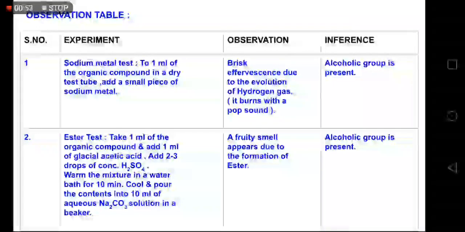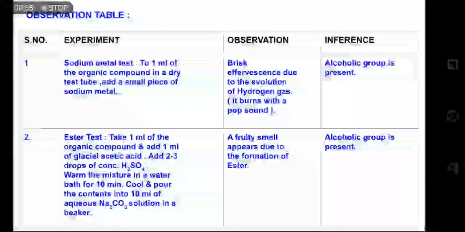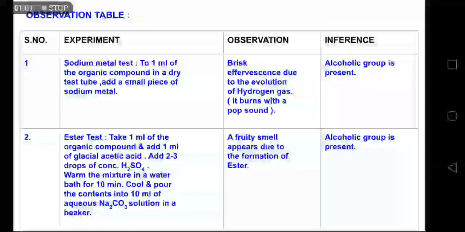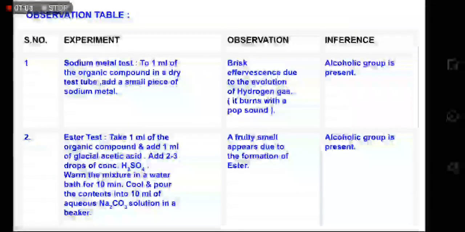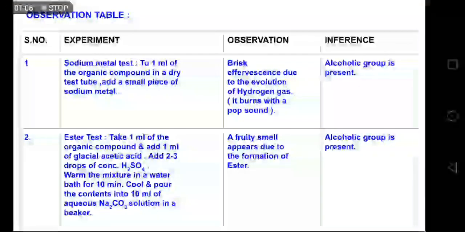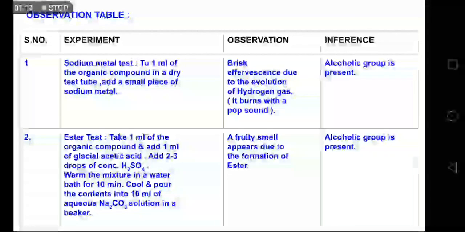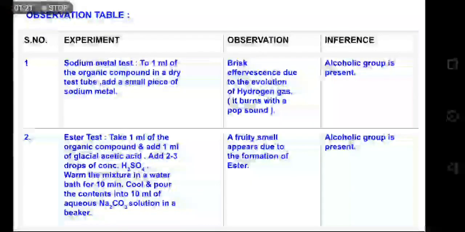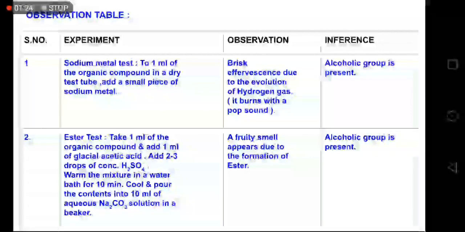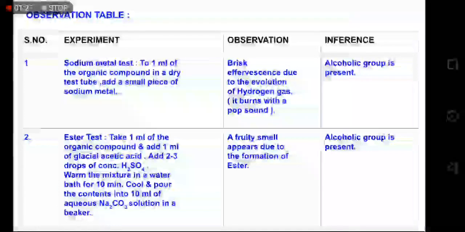To 1 ml of the organic compound, that is the liquid compound, in a dry test tube, you add a small piece of sodium metal. Sodium metal has to be handled carefully, as you know that sodium reacts vigorously with water, so it should be handled very carefully. Observation would be brisk effervescence. You'll see a lot of bubbles due to the evolution of hydrogen gas, and you can check that hydrogen gas burns with a pop sound. So this shows that alcoholic group is present in the given organic compound.